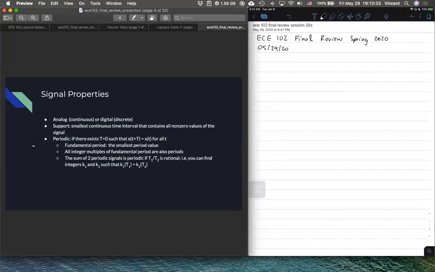And then there's something called the fundamental period. For example, sine of x is periodic every 2 pi, right? But it's also periodic every 4 pi and 6 pi and 8 pi and so on. But for that case, the fundamental period would be just 2 pi. That's the smallest. And then when you sum two periodic signals together, that sum is also periodic if the ratio of the periods between those two signals is a rational number.